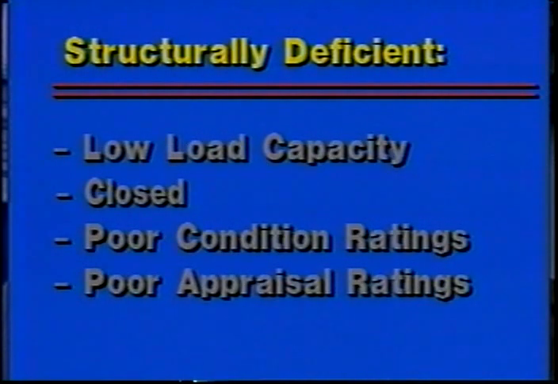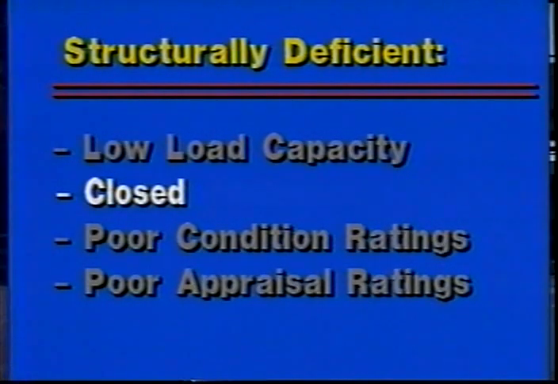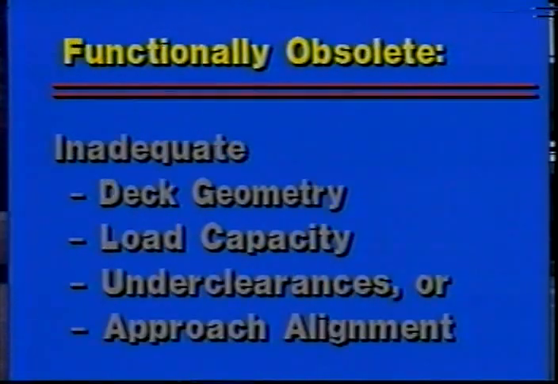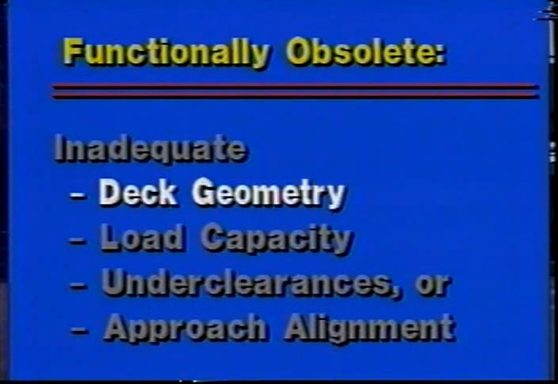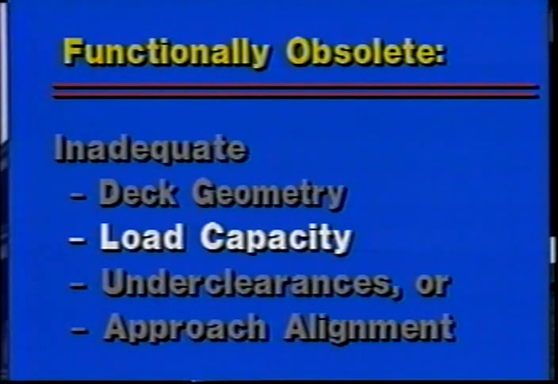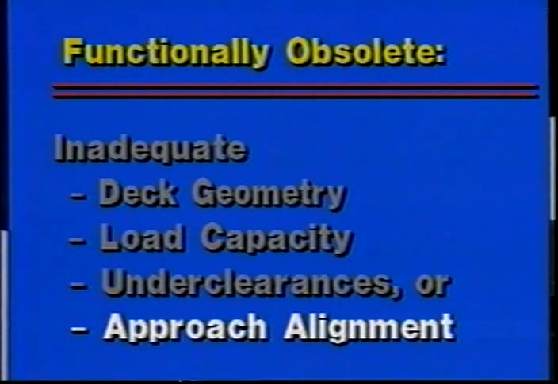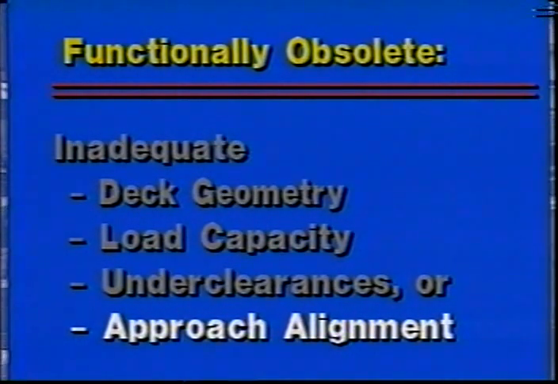A bridge is structurally deficient if it has a low load capacity, is closed, or requires immediate rehabilitation to remain open, or if key elements have poor condition or appraisal ratings. A bridge is functionally obsolete if its deck geometry, load capacity, underclearances, or approach roadway alignment no longer meet the usual criteria for the roadway served.